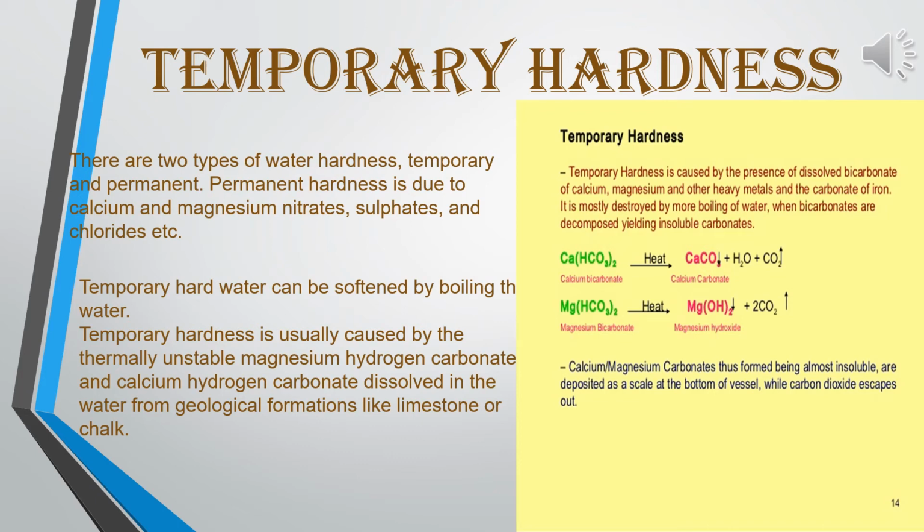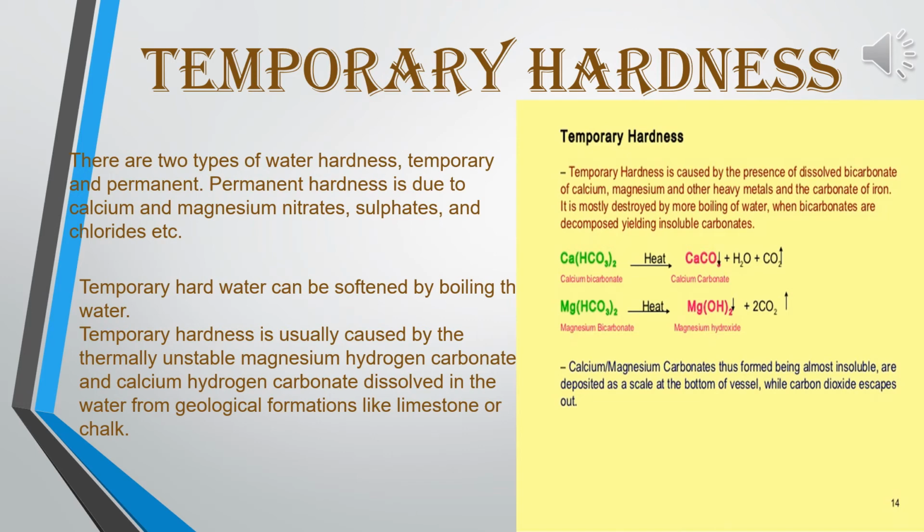See the diagram. Temporary hardness is caused by the presence of dissolved bicarbonate of calcium, magnesium and other heavy metals and the carbonate of iron. It is mostly destroyed by boiling the water, when bicarbonates are decomposed yielding insoluble carbonates. So calcium bicarbonate by heat forms calcium carbonate, water and carbon dioxide, whereas magnesium bicarbonate by heat forms magnesium hydroxide and carbon dioxide.